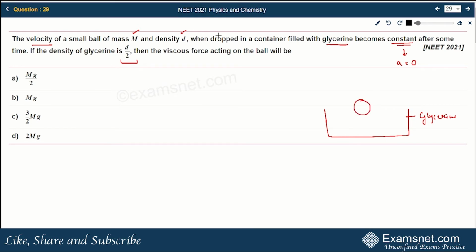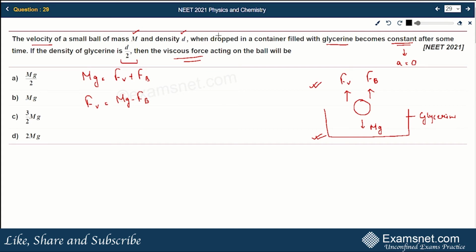So this ball will have two types of forces acting on it in the upward direction. First one will be the viscous force or Fv, and one will be the buoyant force or Fb. Similarly, what force will be acting in the downward direction? It will be the weight of this ball, that is equal to mass into acceleration due to gravity. So the total force acting in the upward direction will be equal to the total force acting in the downward direction. That means mg will be equal to viscous force plus buoyant force. And here we have to find out the viscous force. That means Fv. So that will be equal to mg minus Fb.